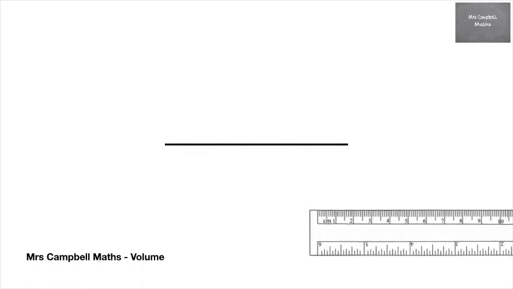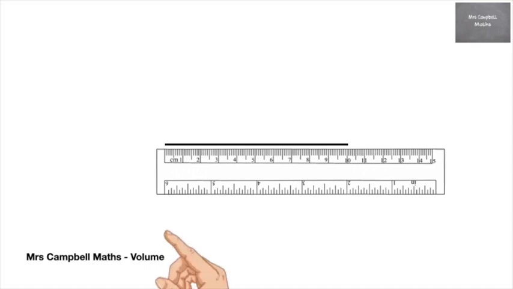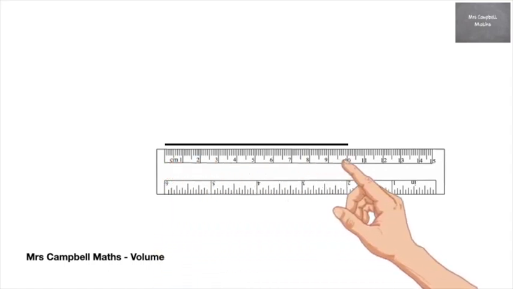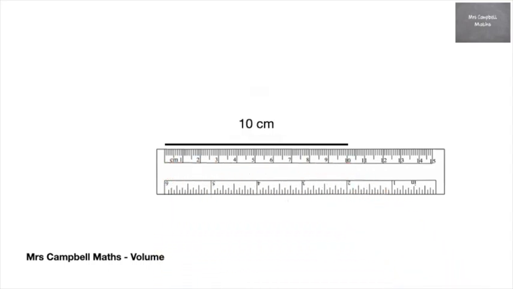Now, if we have on the board in front of us here this line, then we could take a ruler and measure that line. So let's do that. That line is 10 centimetres long. So the length of the line equals 10 centimetres.